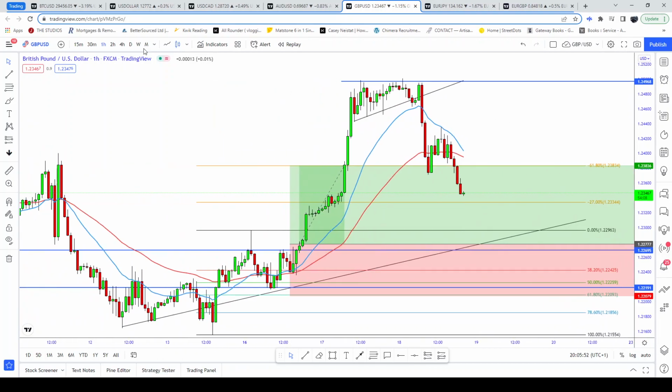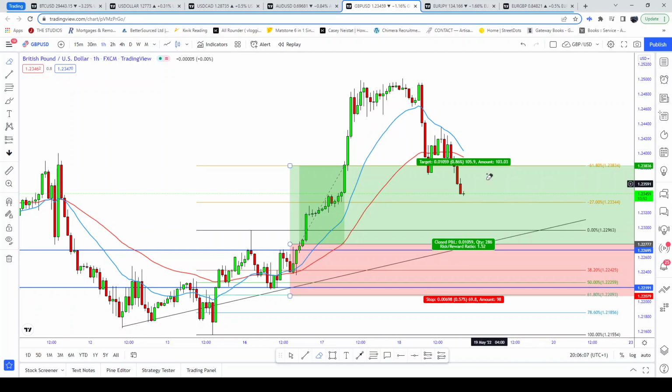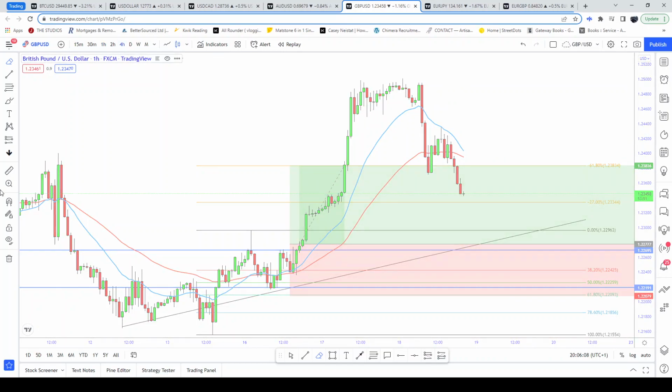But yeah, so the 1 hour is still showing bearish momentum, rejected off MAs and continuing to the downside. Let's talk about this one that I had earlier this week that I posted on Instagram.